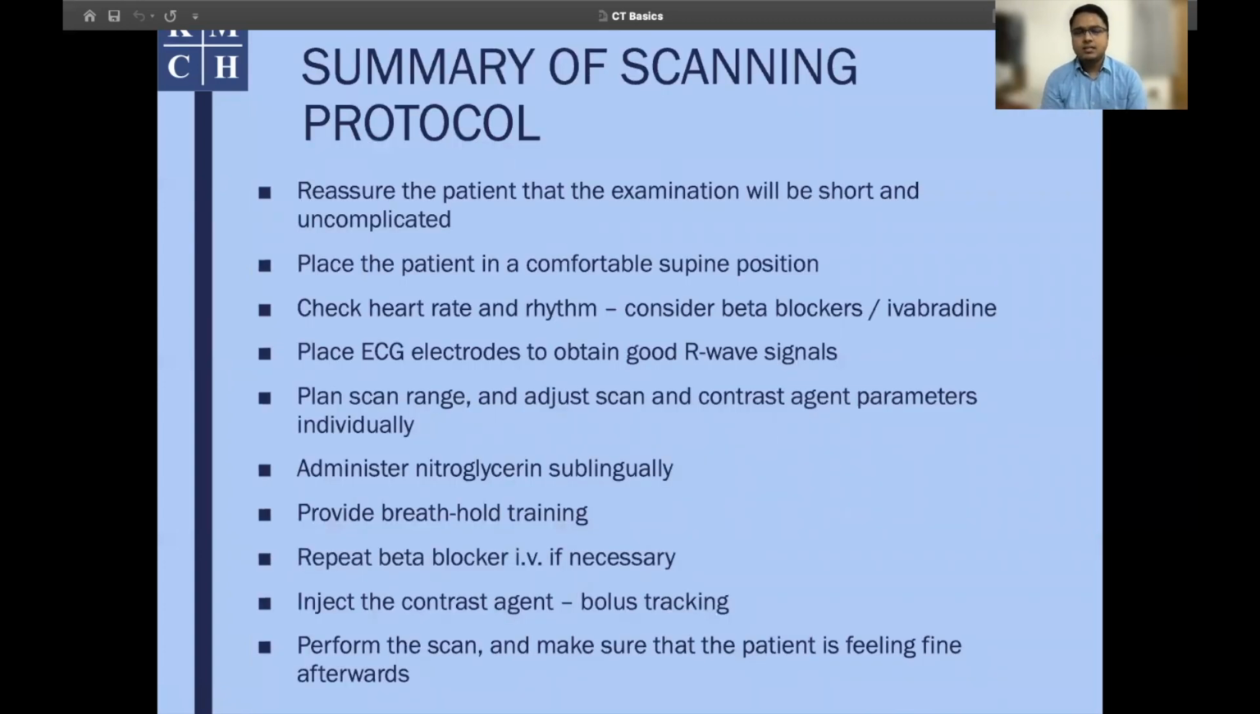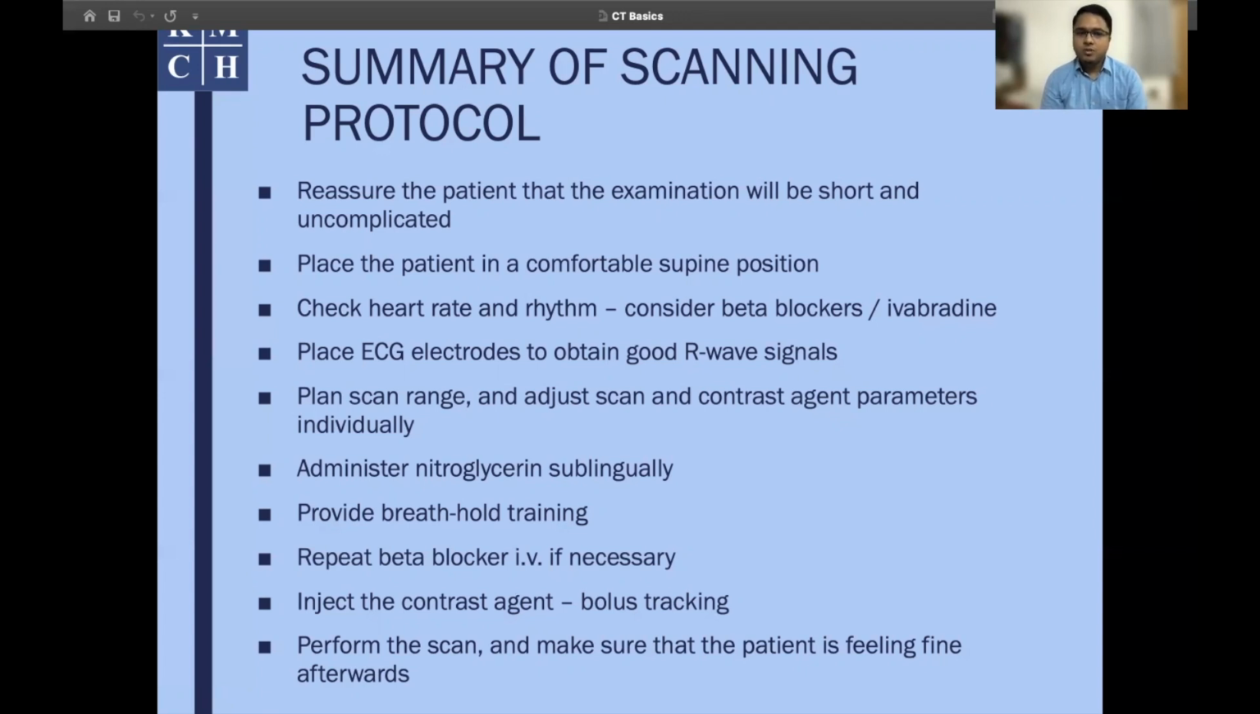So to summarize the talk, the first and foremost is reassuring the patient that the examination will be short and uncomplicated. Place the patient in a comfortable supine position. Check the heart rate and rhythm. Consider beta blockers or ivabradine if it is necessary. Place the ECG electrodes and obtain a very good QRS complex. Plan the scan range appropriately and adjust the scan and contrast agent parameters depending on the patient. And administer nitroglycerin sublingually in all patients. This will give you good coronary distension.